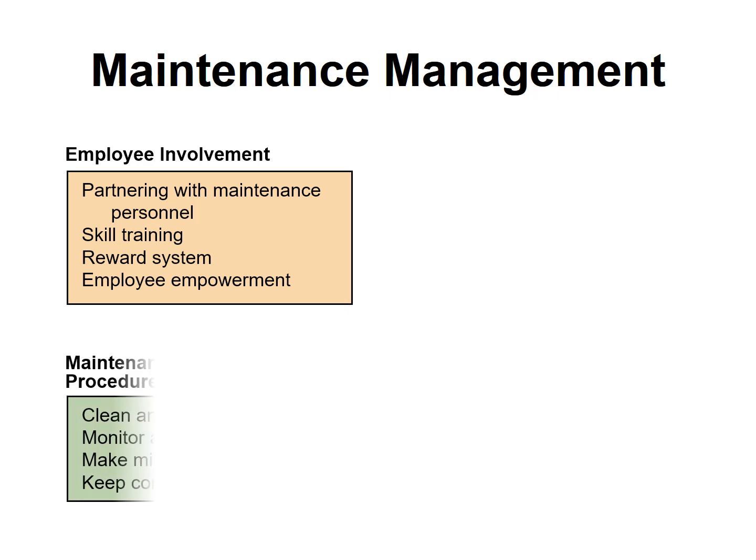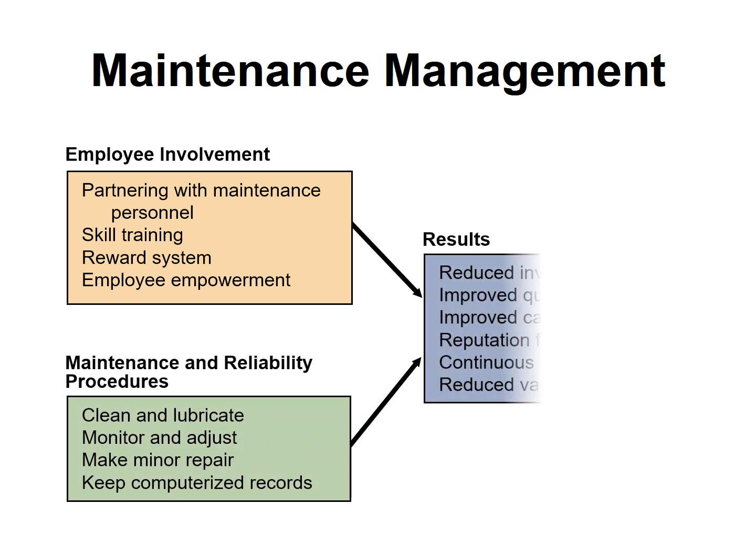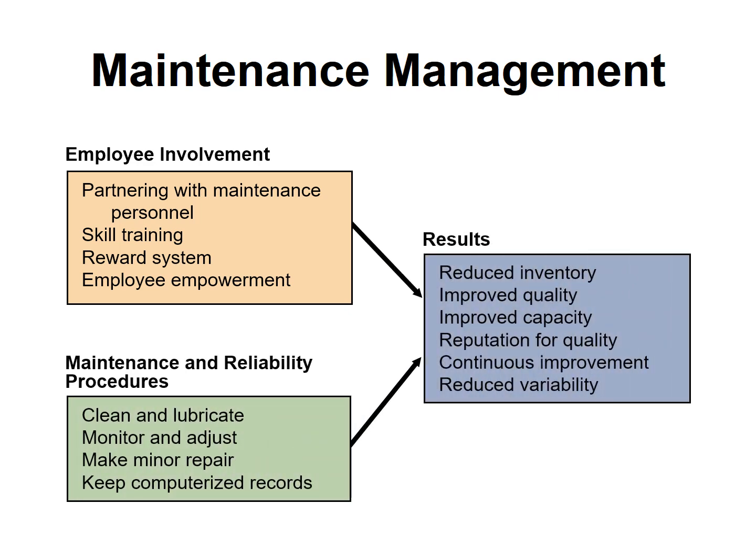Maintenance management requires employee involvement, partnering with maintenance personnel, some reward system, employee empowerment. Maintenance and reliability procedures should be cleaning and lubricating, monitoring and adjusting, making any minor repairs, and keeping computerized records thereof. The results are reduced inventory, improved quality, improved capacity. You now get a reputation for quality. You have continuous improvement going on, and you reduce your variability.